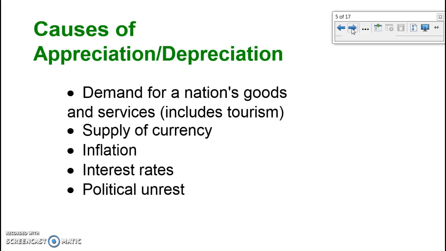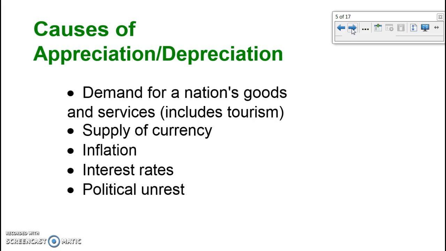So if more people suddenly want to travel to Japan, then demand for the yen will go up. If more people suddenly want to put foreign investment in India, then demand for the rupee would go up. So whatever the demand is, the demand for the currency will follow. It's almost like a derived demand.